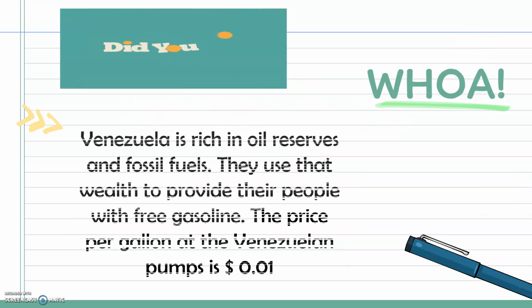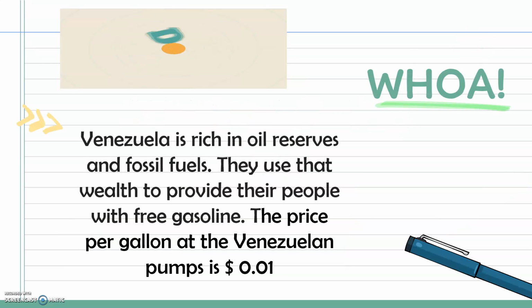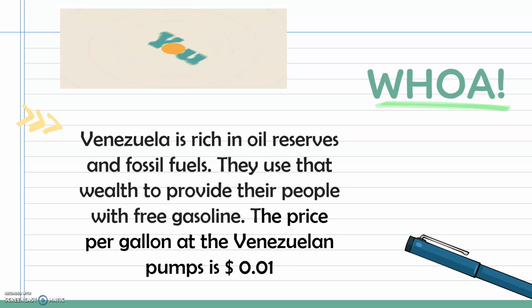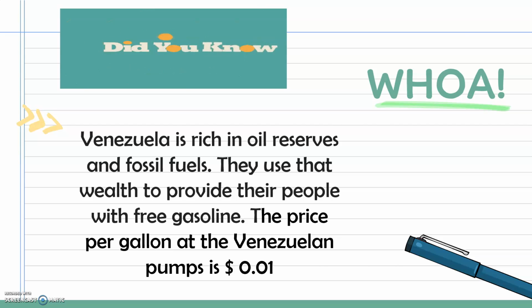But first, did you know that Venezuela is rich in oil reserves and fossil fuels? They use that to provide their people with free gasoline. The price per gallon at the Venezuelan pumps is only $0.01.